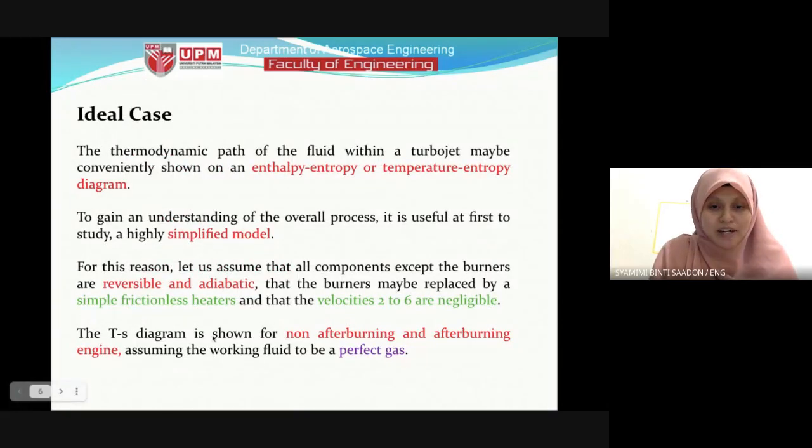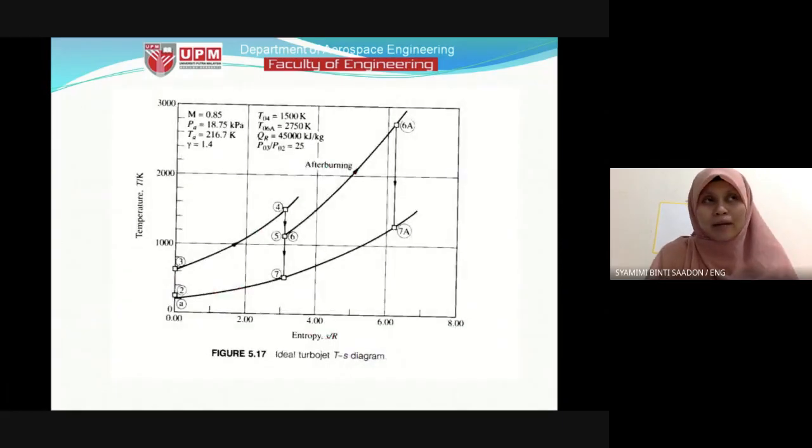Okay, the TS diagram is shown for non-afterburning and afterburning engine, assuming the working fluid to be a perfect gas. So we assume, in the ideal case, that the fluid, the air, is an ideal gas, so we can apply the ideal gas law. Okay, so this is the TS diagram, the temperature-entropy diagram, of an ideal turbojet engine.